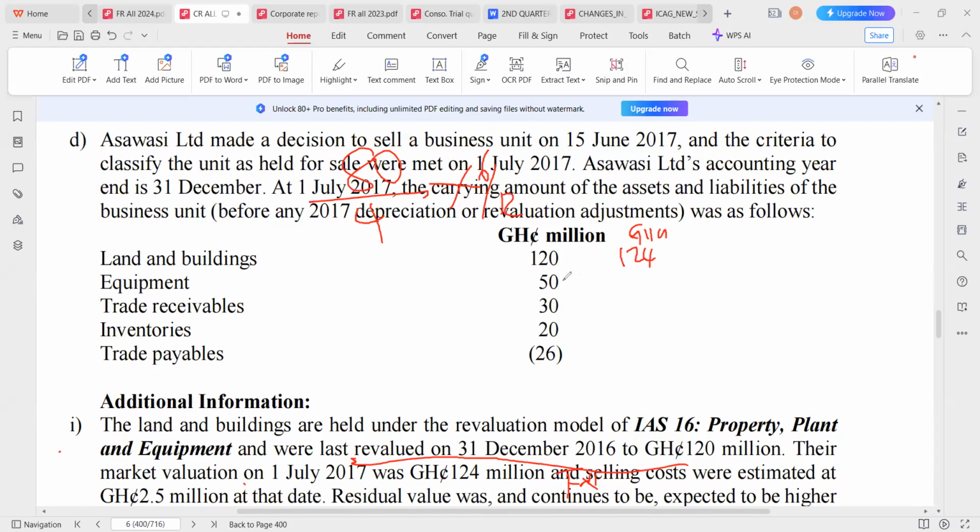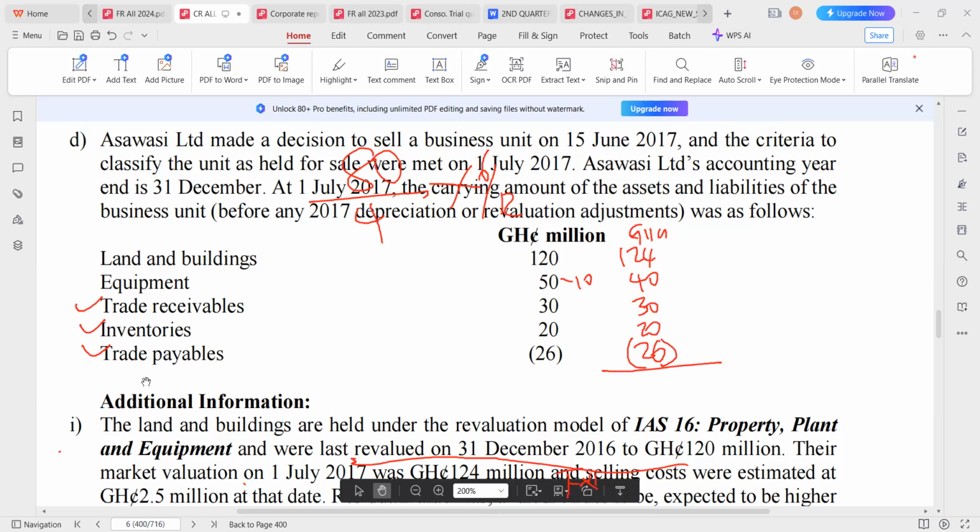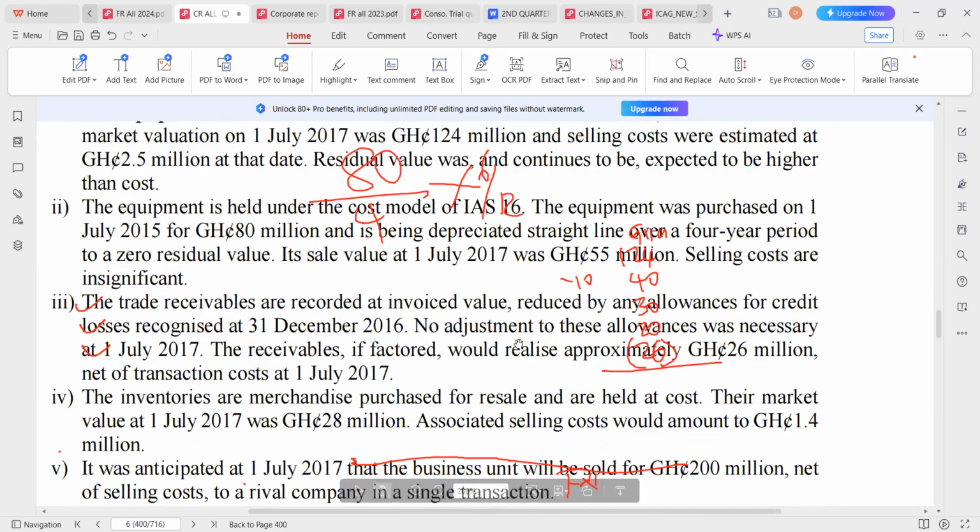So, the equipment minus 10, what do you get? 40. So I can tell you that inventories and receivables, don't worry yourself about them. Why am I not worrying myself about this, even though something was said about them? Who can explain? Because current assets and current liabilities fall outside the scope of this. Because they are not non-current assets.